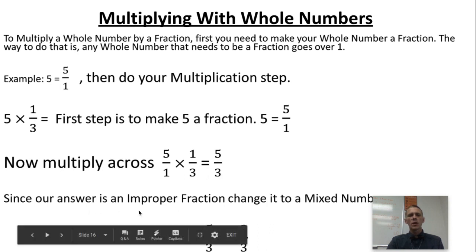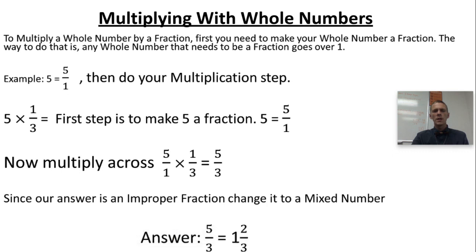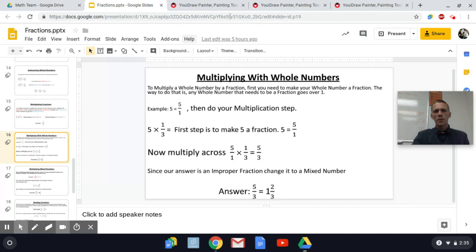Now, since our answer is an improper fraction, what we want to do is change it into a mixed number. Now remember, everybody, to change it to a mixed number, we simply divide the bottom number into the top. So let's go ahead and get to another example so I can show you how to change an improper fraction to a mixed number when we solve to get that answer.